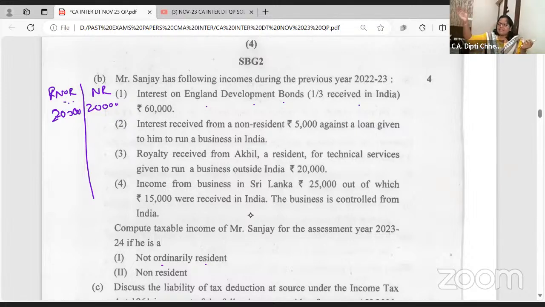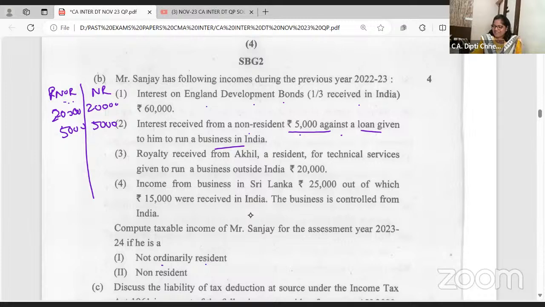income of resident but not ordinary resident, non-resident? If income is received outside India, accrued outside India, from a business which is controlled in India, then resident but not ordinary resident will pay tax. Interest is received from non-resident 5,000 against a loan given for him to run a business in India. Interest is received by non-resident, but he has given a loan where that loan is used in India. So non-resident is earning through India. It is deemed to accrue in India and it is taxable.